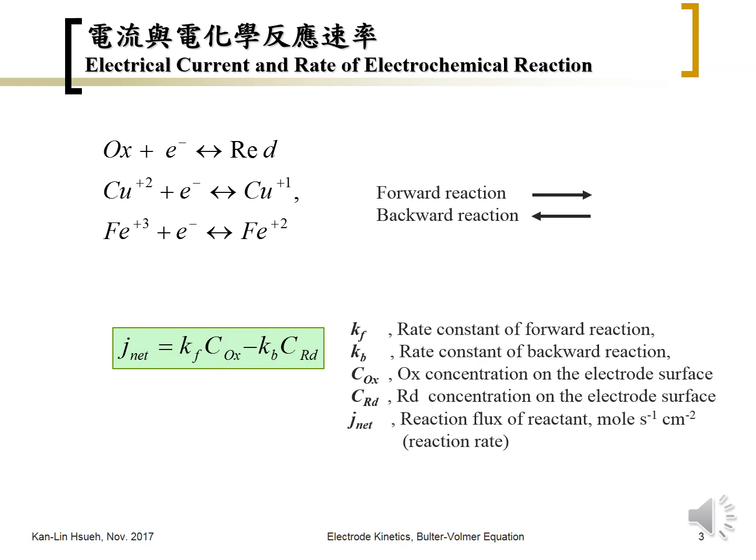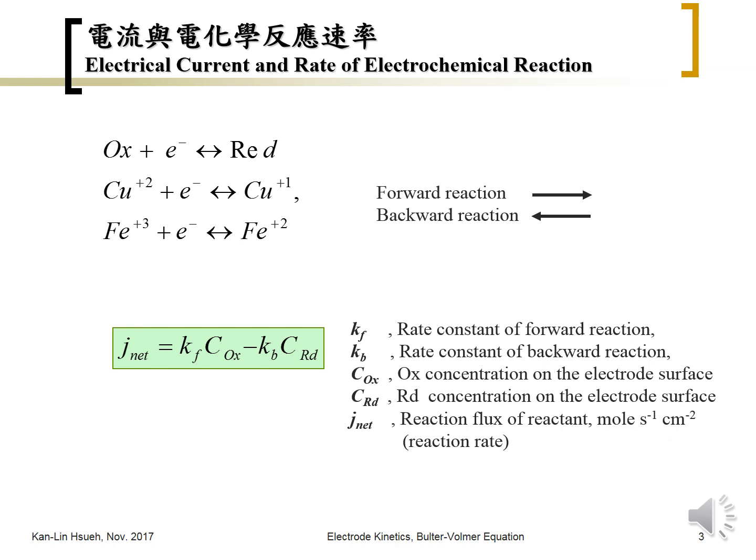Over here, Kf and Kb are the rate constants for the forward and backward reactions, C_ox is the oxidizing species concentration, and C_rd is the reducing species concentration. This is the reaction flux of the reactant, that means the net reaction rate. Because the reaction only takes place at the electrode surface, we have to divide it by the unit surface area.